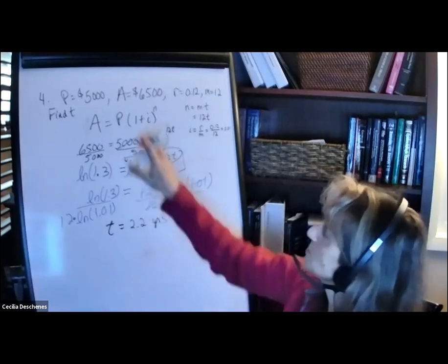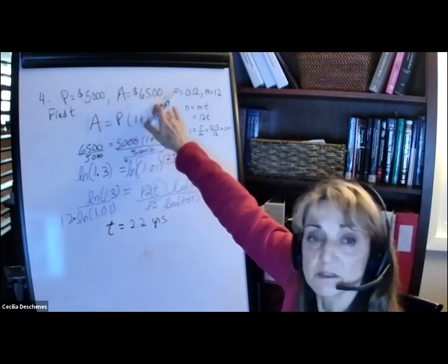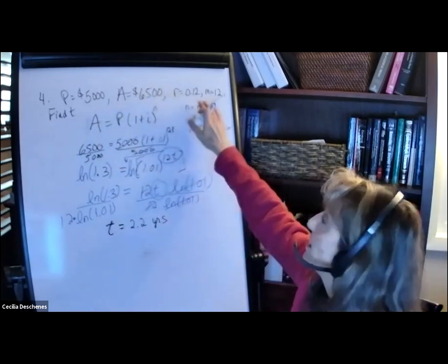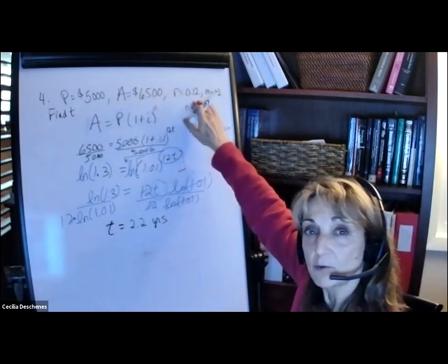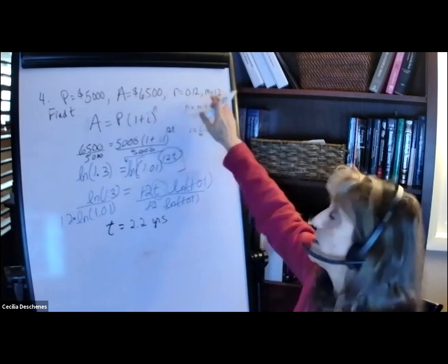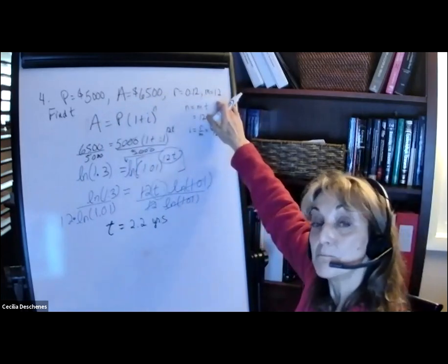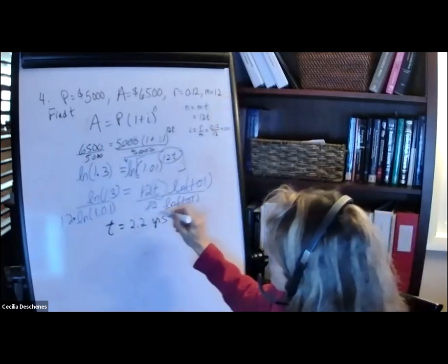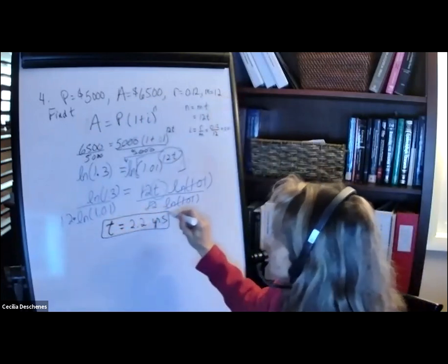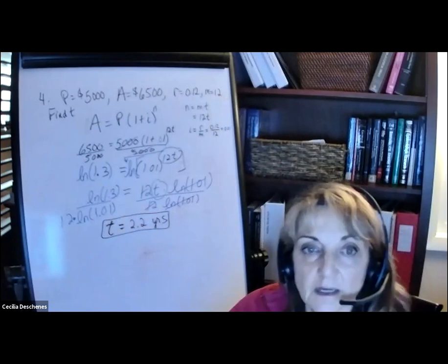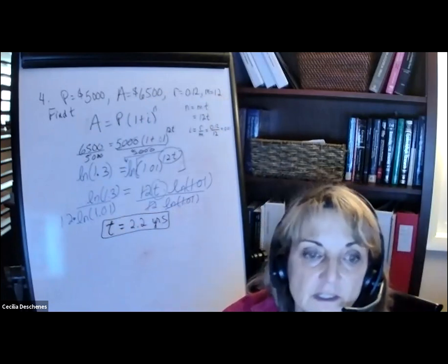So in 2.2 years, I can grow $5,000 up to $6,500 if I have a nominal rate of 12% a year, and it's compounded monthly. Okay, so the answer is 2.2 years. Okay, now let's go see what problem number 5 is.